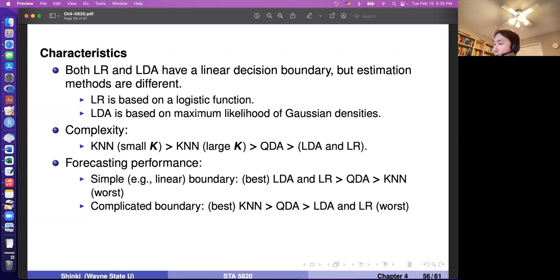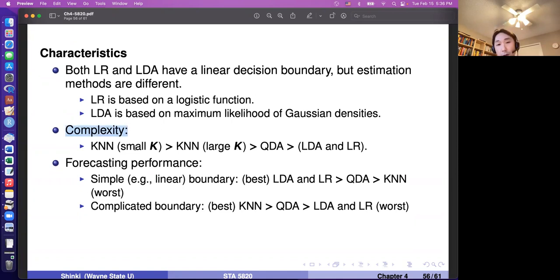LDA is a little more convenient in the sense that if we have more than 2 categories, we can just separate the entire space into those categories. If we have 3 categories, we can exactly separate the space into 3 categories. Logistic regression is more of a pairwise comparison. So sometimes, if we have more than 2 categories and we apply pairwise logistic regression, we have trouble deciding which category a certain point belongs to.